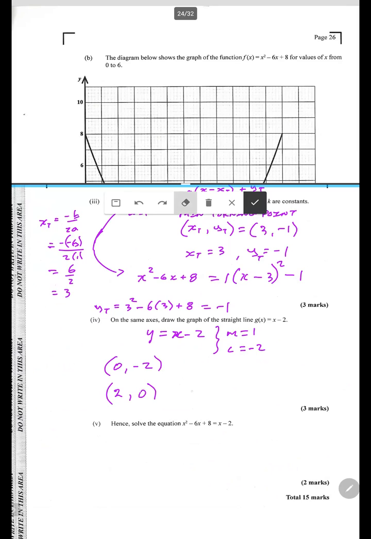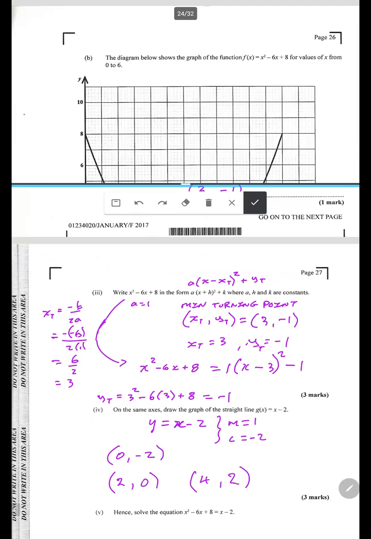And you can put in another one. So when x equals 4, for example, just to show you, you put 4 here. So 4 minus 2 is 2. So you pass through those points. So if you want to waste time, you could do that. I think the easiest way is what I just did.